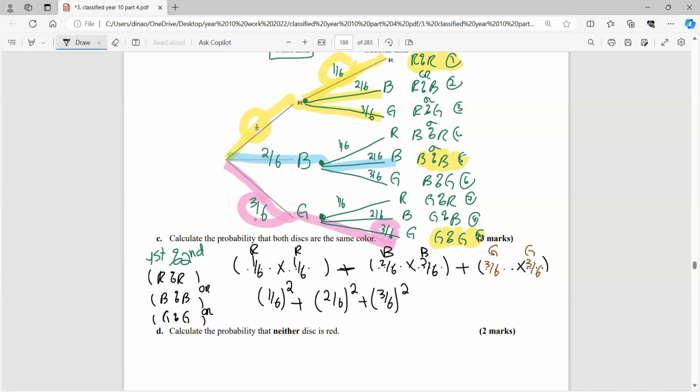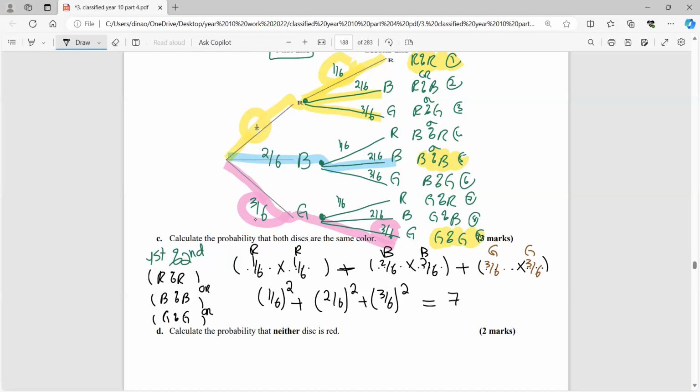So 1 over 6, I will do it even with the power of 2. And look, guys, I'm a math teacher, and I calculate it on the calculator, I don't overthink it. 2 over 6 all squared plus 3 over 6 all squared. And then I place it on the calculator, I should get an answer. Let me just make sure that the answer is perfect.